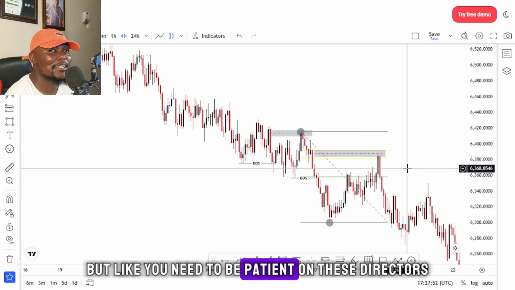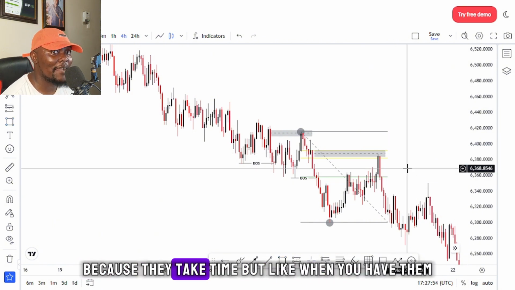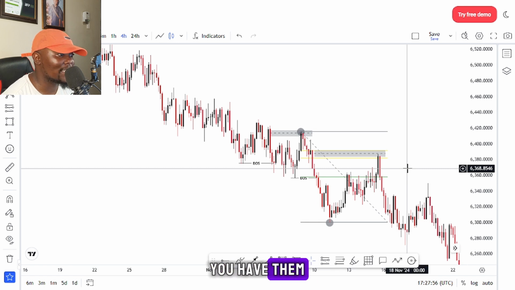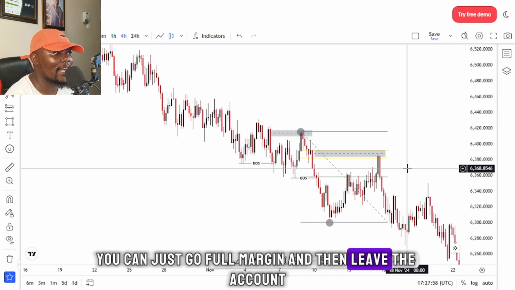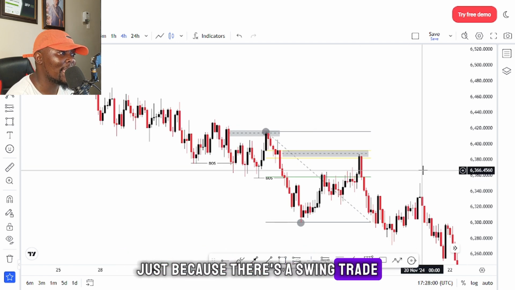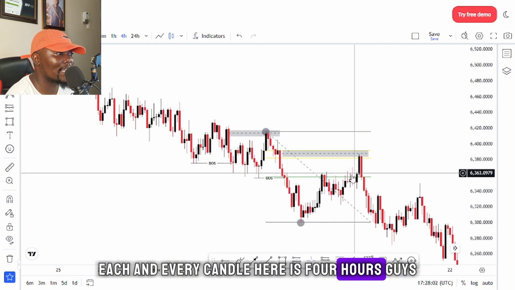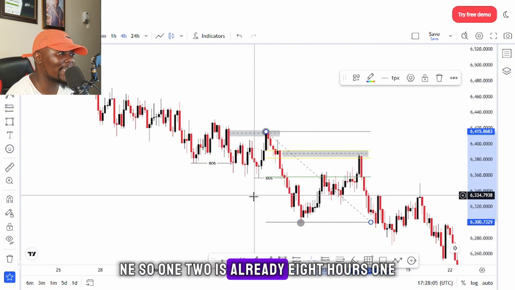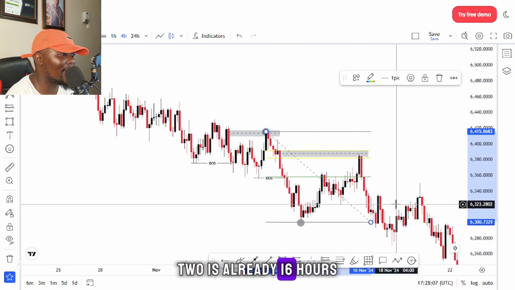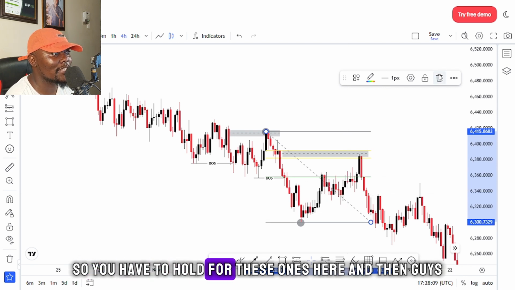But you need to be patient on these setups just because they take time. But when you have them, you can just go full margin and then leave the account, just because it's a swing trade. Each and every candle here is 4 hours, guys. Now, one, two is already 8 hours, one, two is already 16 hours. So you have to hold for these ones here.